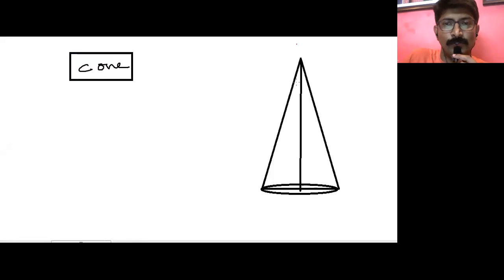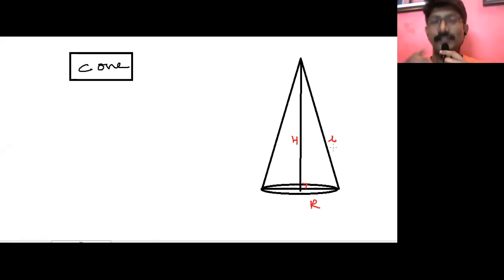So this is called the radius of the cone, or else it is also called the radius of the base. Then this is called the height. This is called the perpendicular height. Why is this called the perpendicular height? Because it's a right angle. It makes a 90 degree angle with the base radius. Okay, so this is called the perpendicular height, and this is called the lateral height.